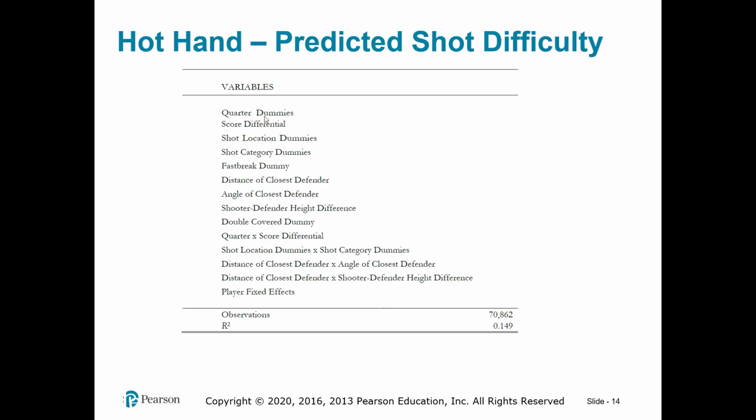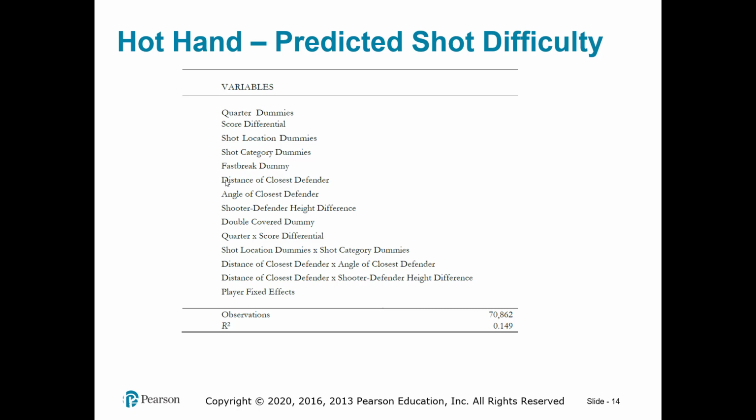Note where it says dummy, this is how we deal with qualitative variables in regression, i.e. we have variables for 3 of the 4 quarters, and these are dummy variables. The book talks a little bit about this, categorical variables. So we have these qualitative variables for shot location, shot category, whether or not it's a fast break. I've no idea what a fast break is, but whether or not it's a fast break.